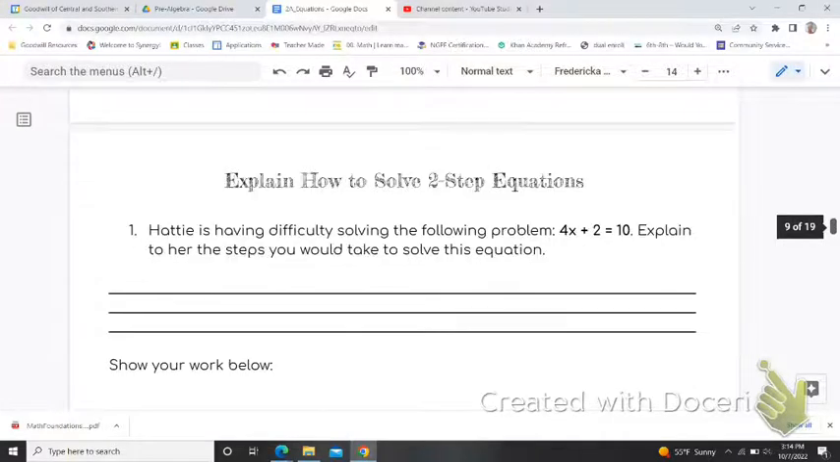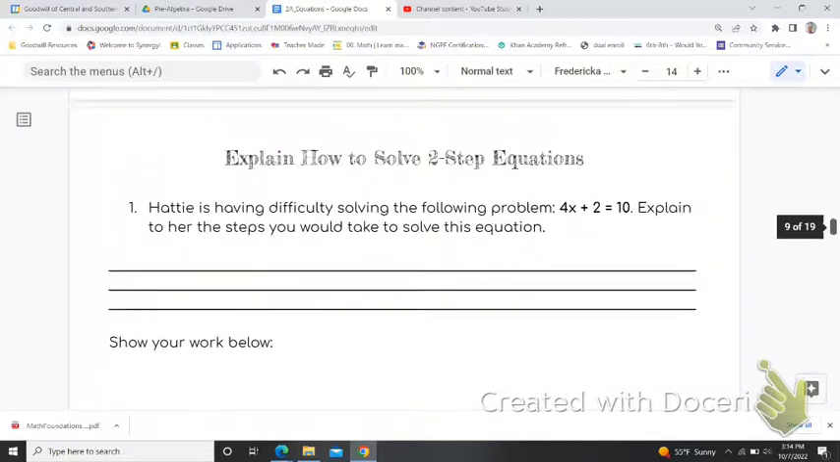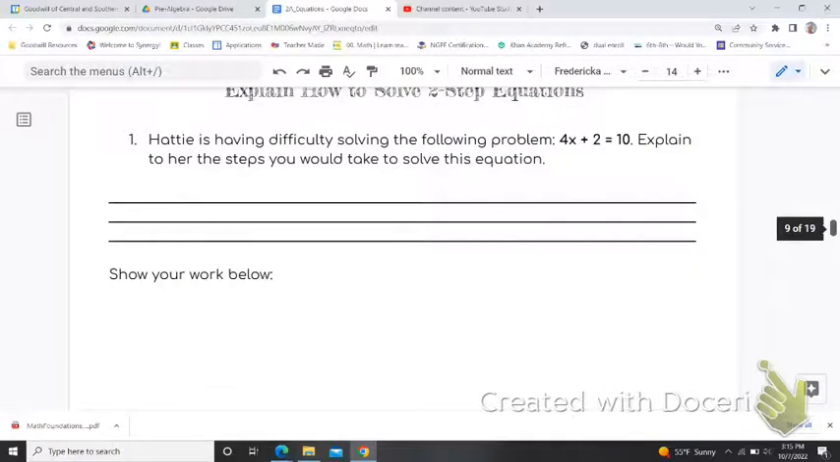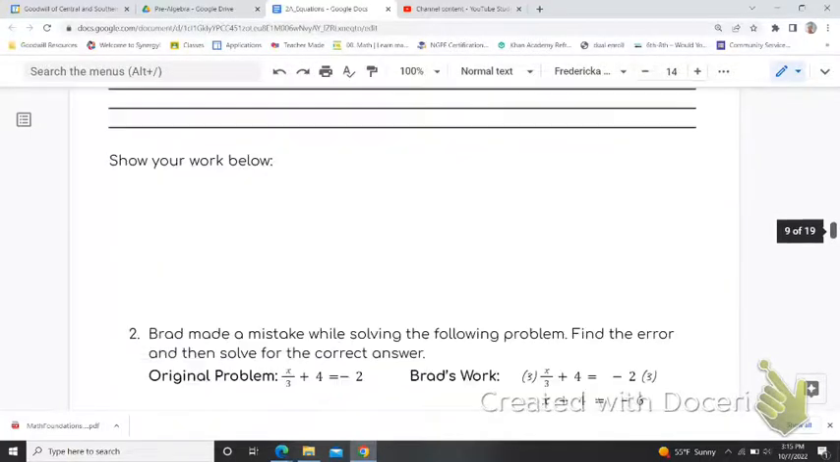And then you're going to finish the problems on those last 2 pages. And then I'd also like you to write out in words the steps that you would take to solve this equation. Show the work, but also in words, like you were trying to explain to Hattie how to do this. Kind of like I did on the first page when we were looking at that.